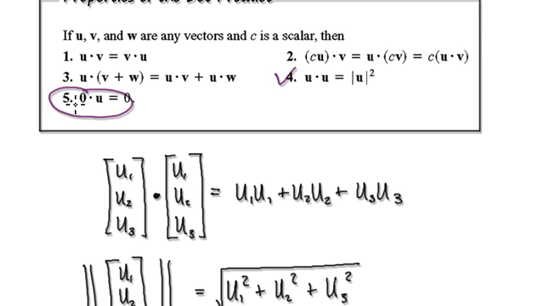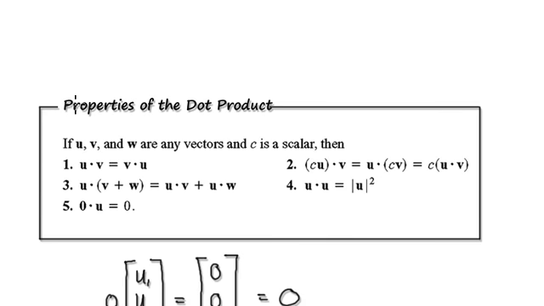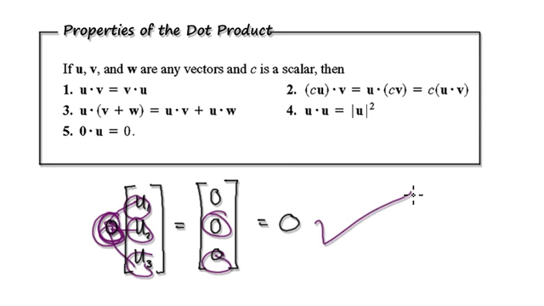This is straightforward. If you have a number 0 and then you times it with a vector, 0 times u, 0 times this, 0 times this. I hope you can see this.